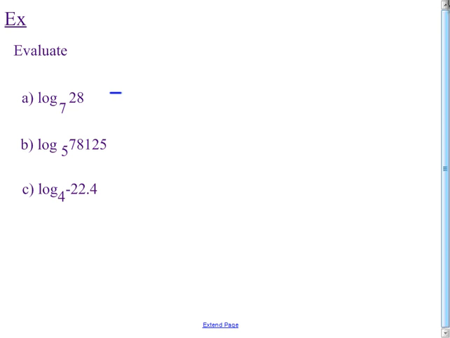So for A, I'd be doing the log of 28 divided by the log of 7. When you type that into your calculator, 3 decimal places out is 1.712. Okay, so just making sure that you can do that right. So now please do B and C on your own.